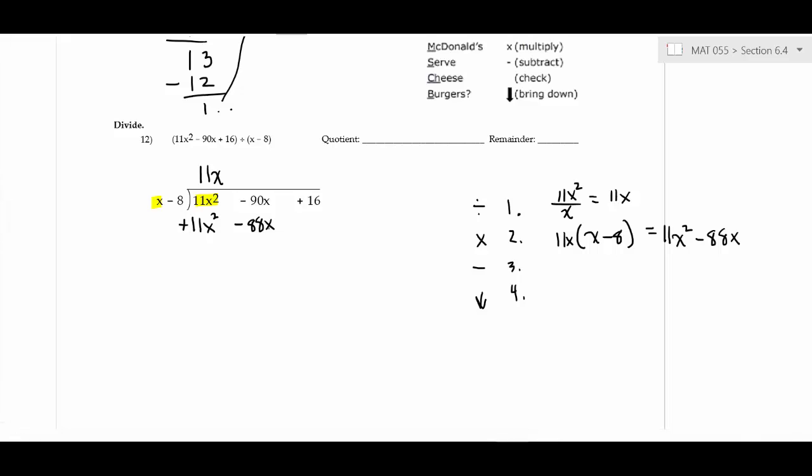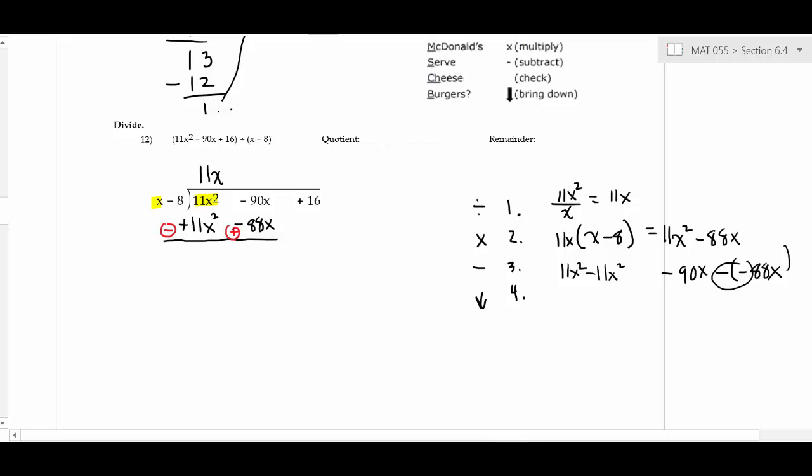Okay. Now step 3 is to subtract. Now, here you've got 2 ways you could do this. You're really doing 11x squared minus 11x squared, which is 0. And then really you're doing negative 90x subtract negative 88x. You're doing negative 90 subtract negative 88. How do you handle that subtract a negative thing? You add. Okay, now this is the way I teach it. You don't have to do this if you don't like this. I teach students on step 3, change the signs and add. Okay, that's just my technique.